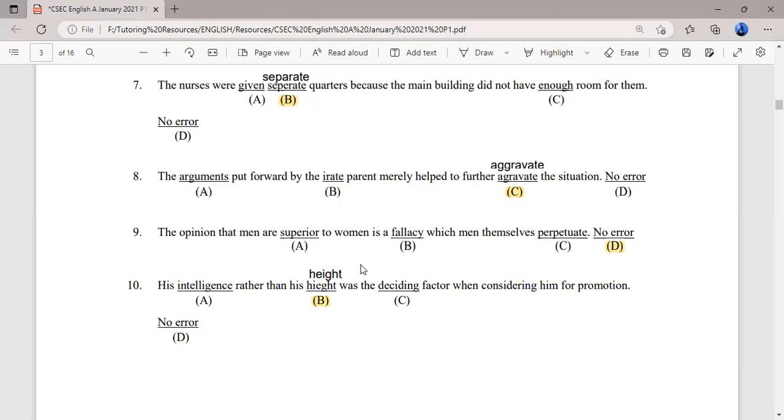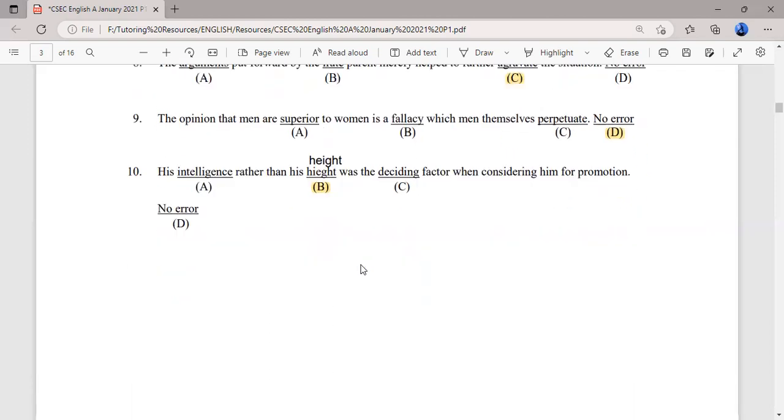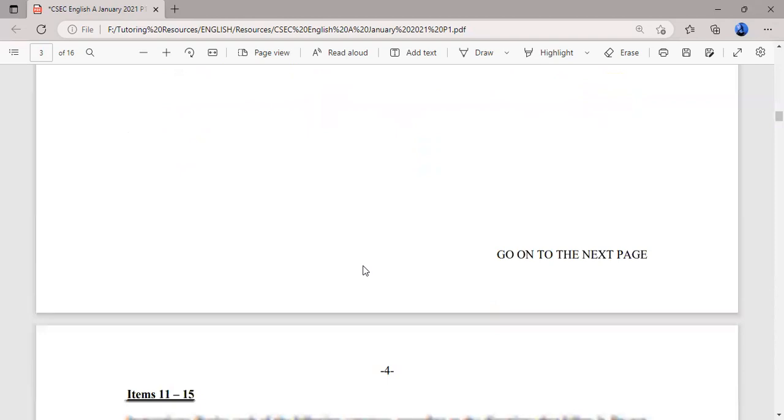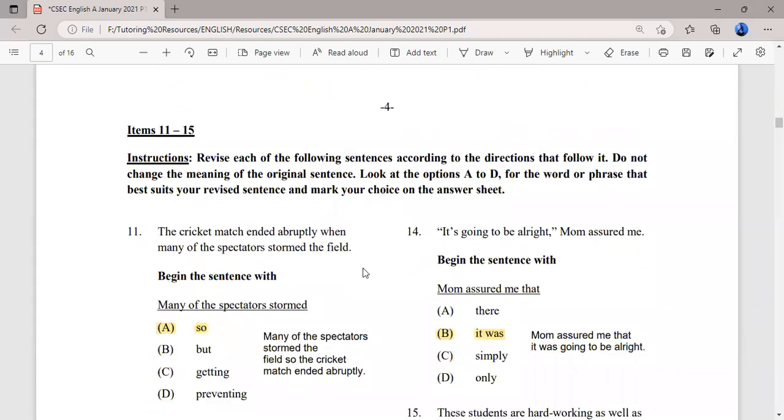Number 10, his intelligence rather than his height was a deciding factor when considering him for promotion. So obviously we know that height is spelled incorrectly. It is supposed to be spelled H-E-I-G-H-T. So we move on to our next section, items 11 to 15.